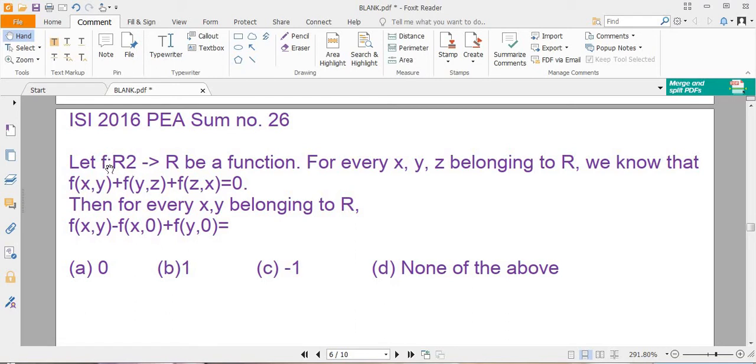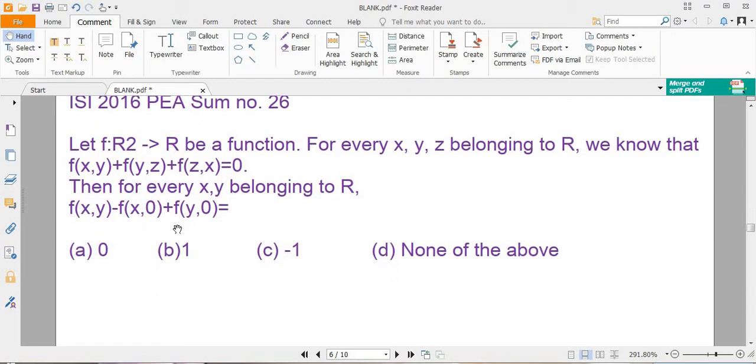So it's a two-dimensional real plane to the one-dimensional real line, a function for every x, y, z belonging to capital R, that is the set of real numbers. We know that f(x,y) plus f(y,z) plus f(z,x) equals 0. So they have given this. Now for every x, y belonging to R, they want us to find the value of the expression f(x,y) minus f(x,0) plus f(y,0).